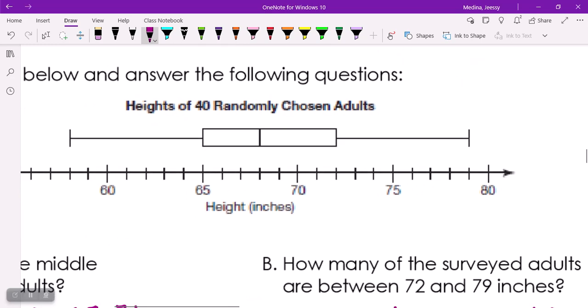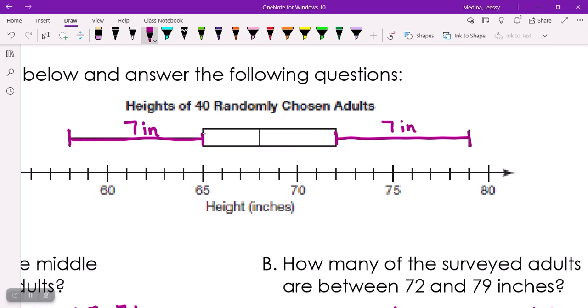Remember I told you if you make a claim, you got to have evidence. Clear? Let's get our evidence. How long is this tail? It's not 72. From 72 to 79 is how much? 7 inches. How long is this tail? From 58 to 65 is how much? 7 inches. The tails are identical. So no tail is longer than the other one.